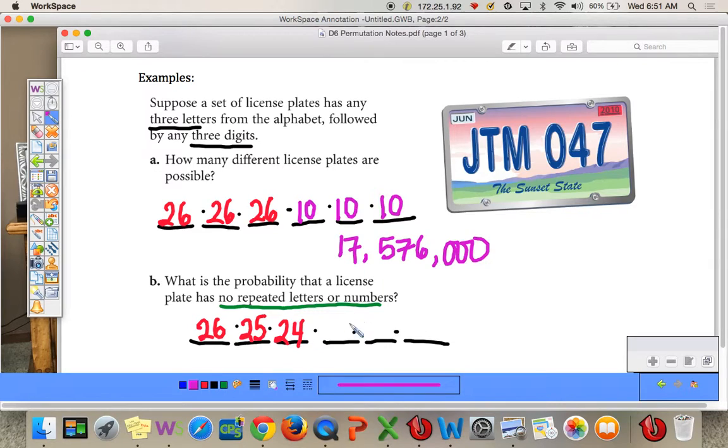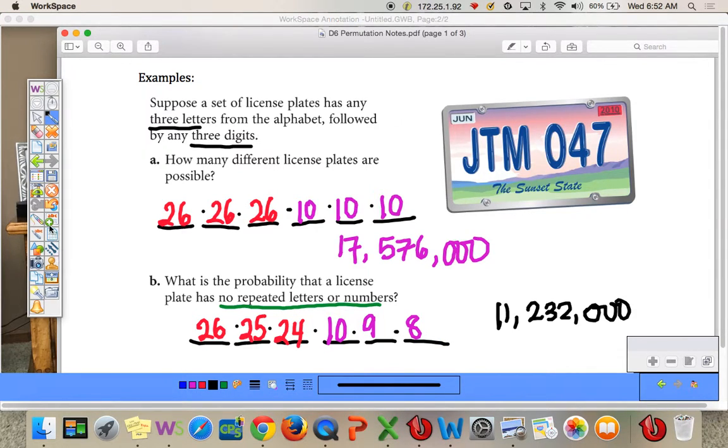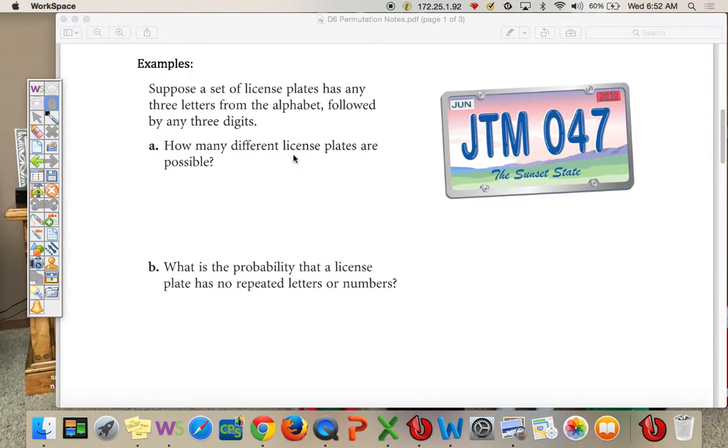And the same for digits. From 0 to 9, there's 10 digits. But if you use 1, there's only 9 left. And then if you use 2 of them, there's only 8 left. So if you multiply those together, now there's only 11,232,000 different license plates that you could make if there was no repetition. So that's the counting principle when you can multiply these different events together.